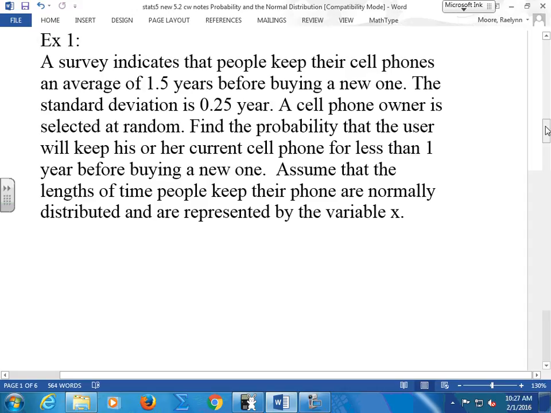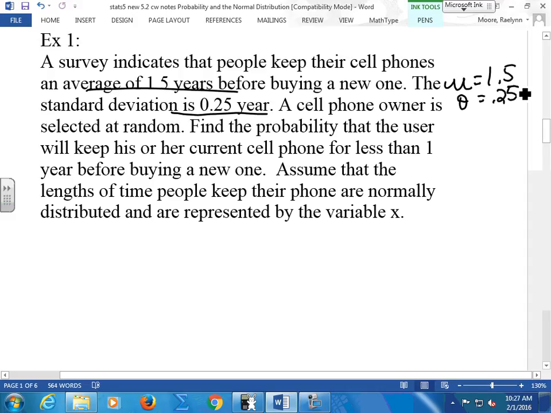A survey indicates that people keep their cell phones an average of 1.5 years before buying a new one. The standard deviation is 0.25 years. So pull this information out. You have a mean. That's not very long either.